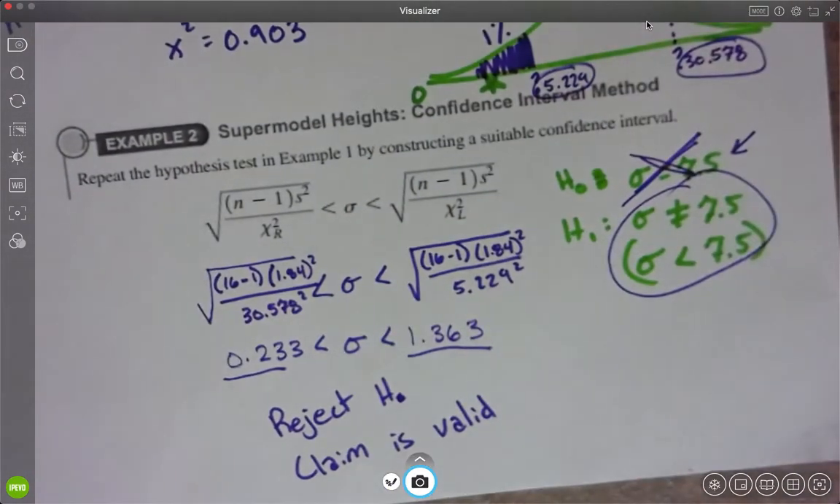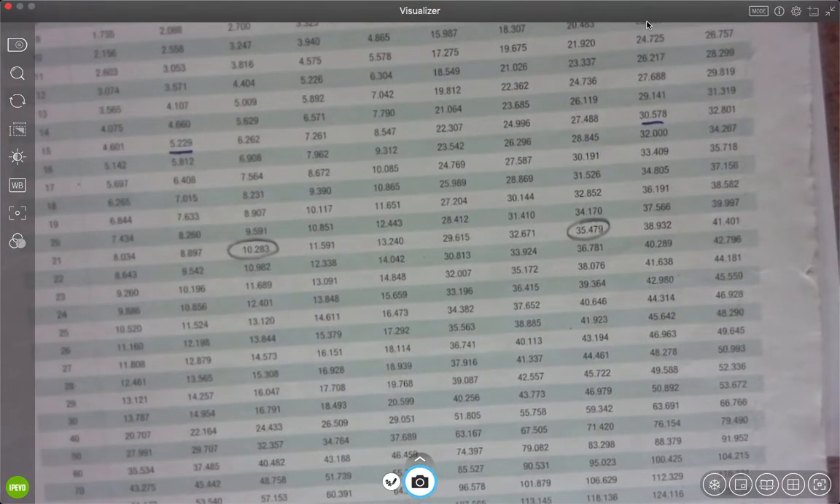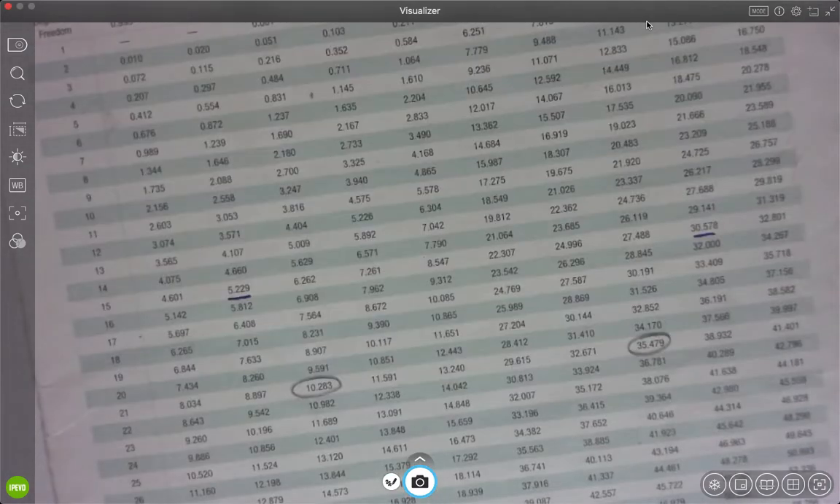So comment, I guess, if you know that you're going to need a copy of this chi-squared table, I can get that posted onto Google Classroom for you.